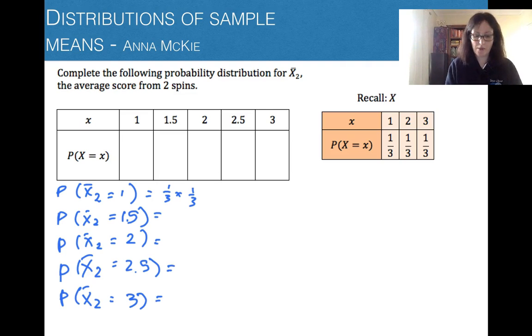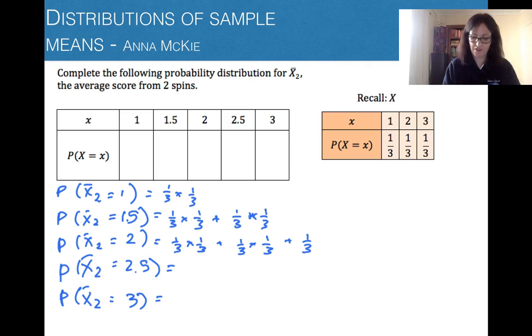So how could I get 1.5? I've got a third times by a third, because that's the chances of getting a 1 then a 2. And then this second one here is a 2 then a 1. As I said, feel free to speed this up, but I'm just going to be putting this here for future reference in case you ever need to come back and refer to it, how to work this out.